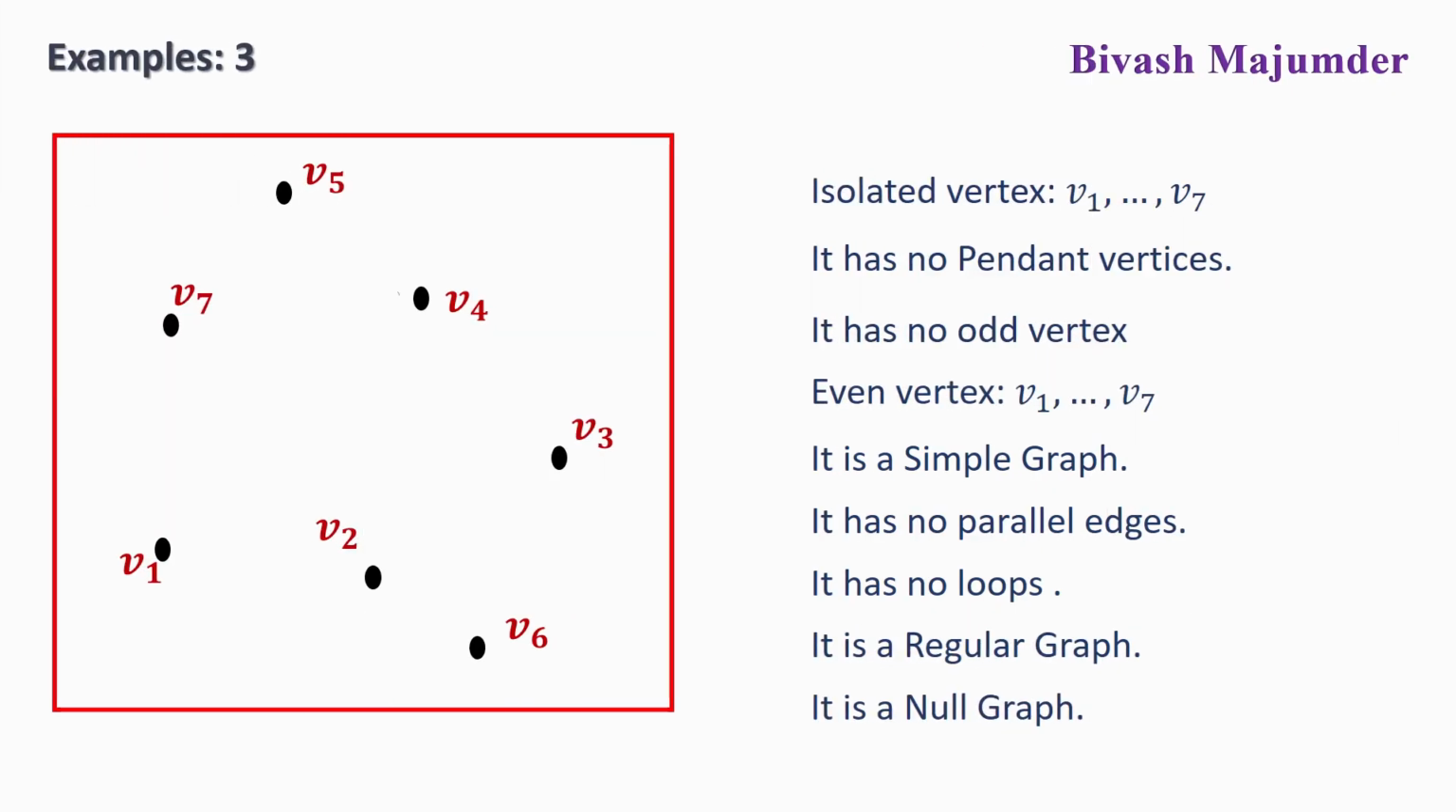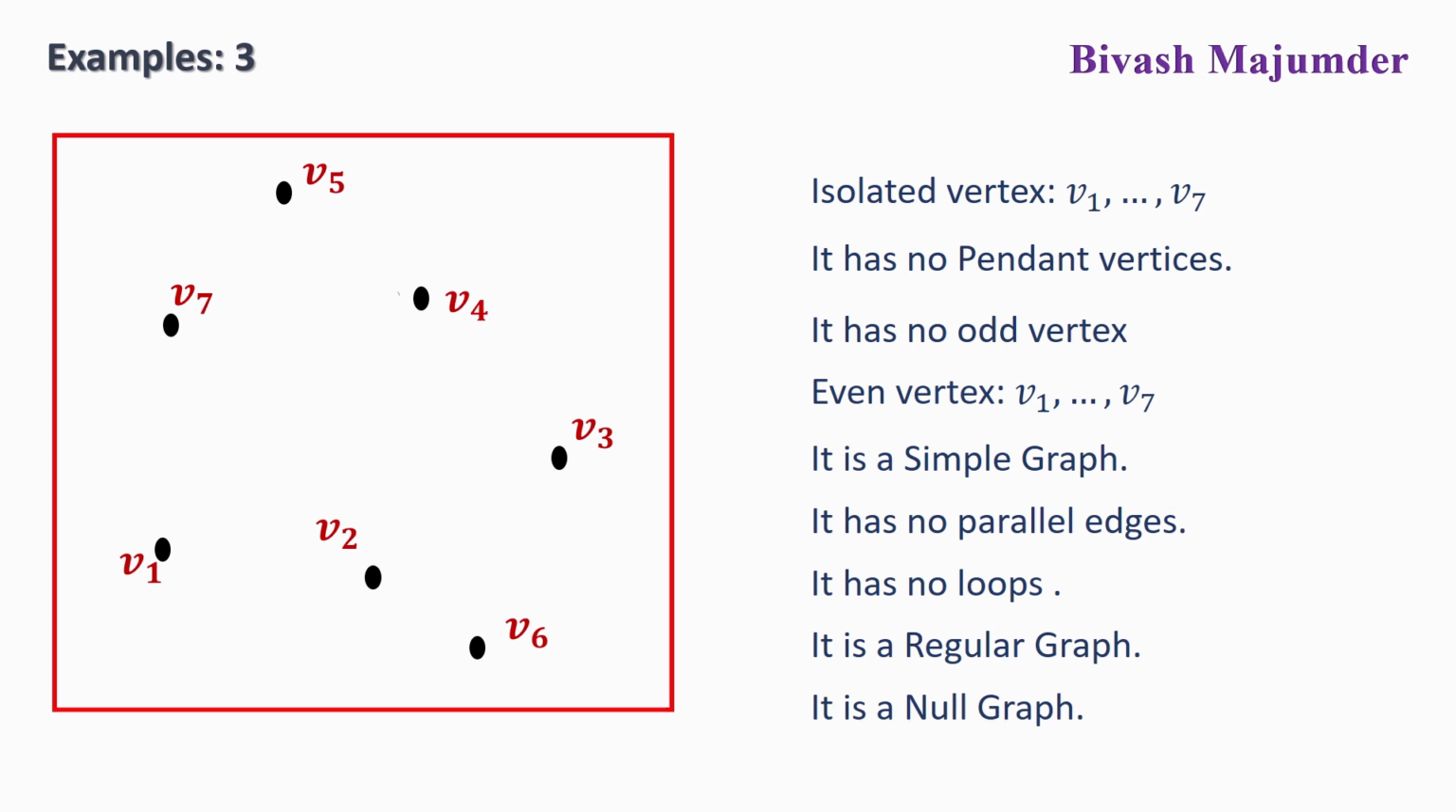In this graph, V1 to V7, all the vertices are isolated vertices. It has no pendant vertices. It has no odd vertex. V1 to V7, all the vertices are even vertices.